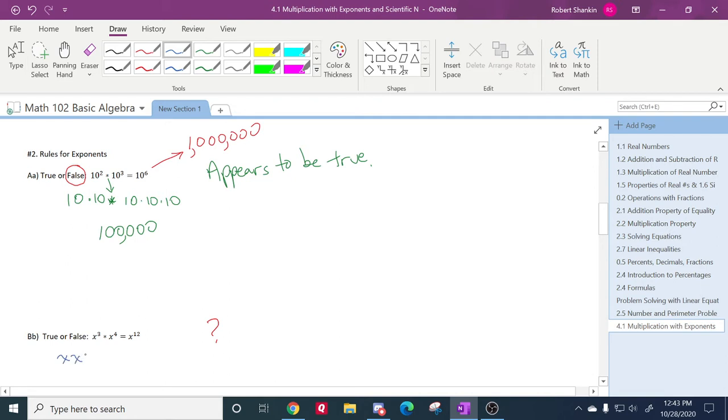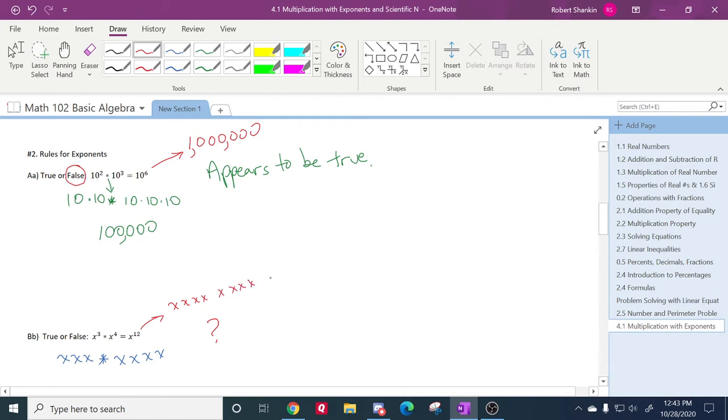X times x times x. You don't even have to put the dots. If you put x's next to each other, it means they're multiplied. Times x to the 4th. It's 4 x's. Now, what does x to the 12th mean? Well, that's pretty clear. It's 12 x's.